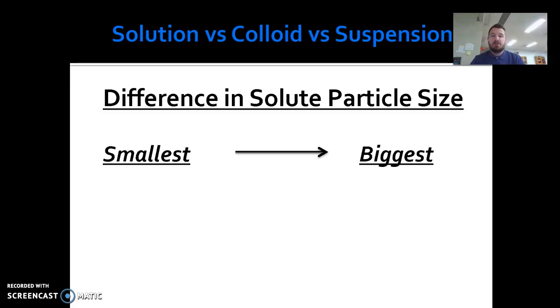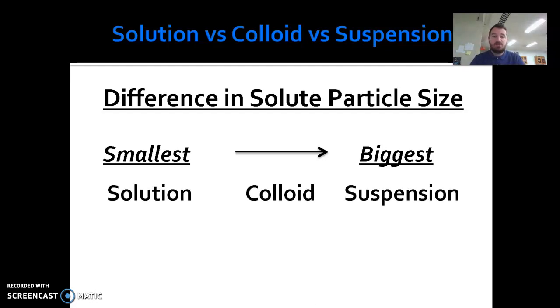All right, so we're going to be talking about solutions versus colloids. I know we haven't done the investigate yet, so bear with me here. The difference between these mixtures is the size of the particles. Solutions have the smallest size particles, while suspensions have the largest size particles, and colloids are in the middle. Colloids are very, very small particles, but not as small as a solution.